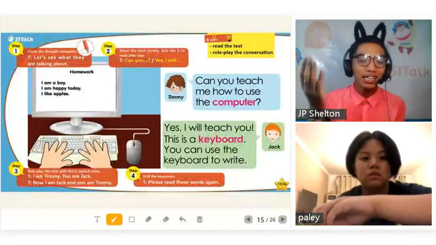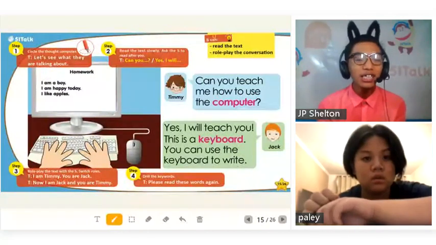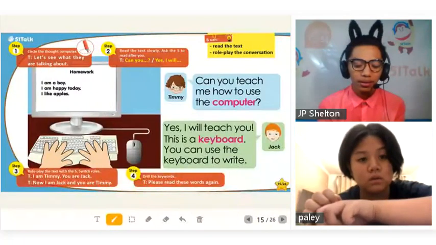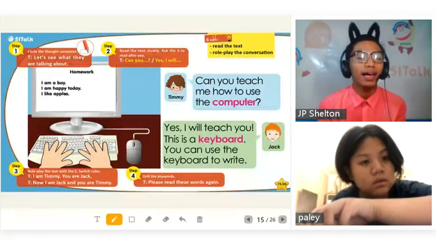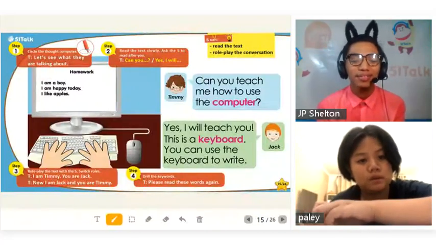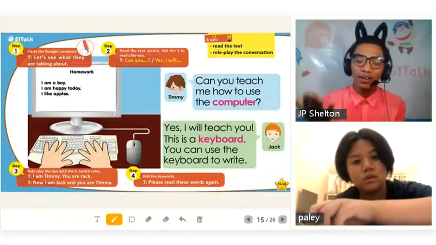I am Timmy and you are Jack, okay? Okay. Let's read. Can you teach me how to use the computer? Yes, I will teach you. This is a keyboard. You can use the keyboard to write. Okay, very good. All right, say keyboard. Keyboard. Okay, very good.